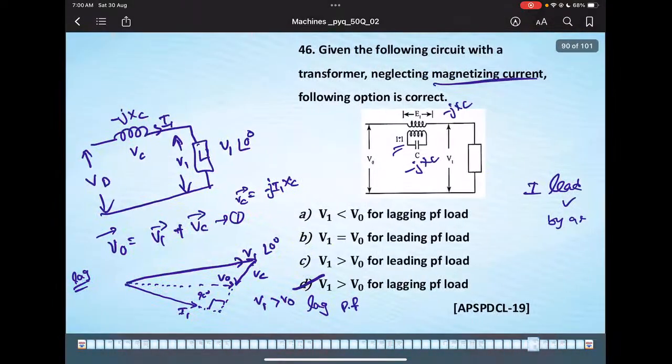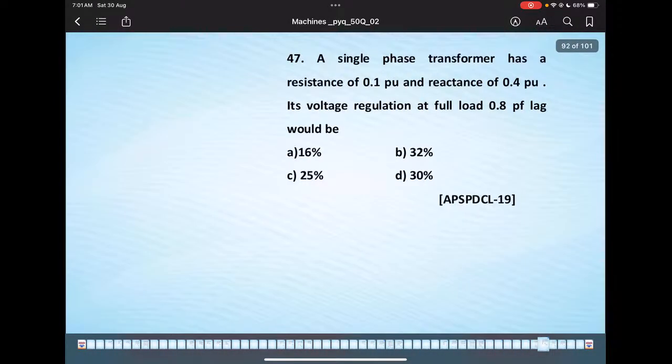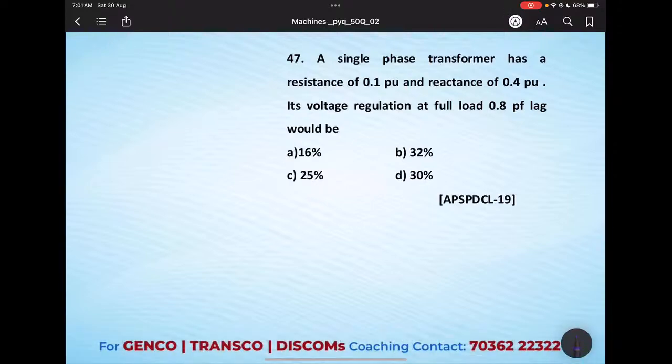So our suitable option will be D. Okay, going to the next question. What are they telling? A single phase transformer has a resistance of 0.1 per unit, reactance 0.4 per unit, voltage regulation at 0.8 power factor lagging. The concept is about percentage voltage regulation.